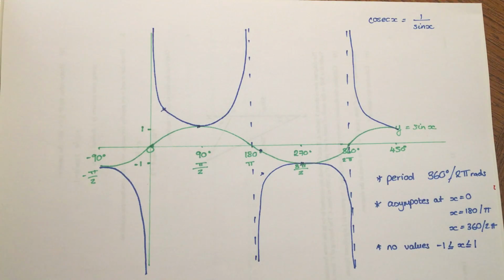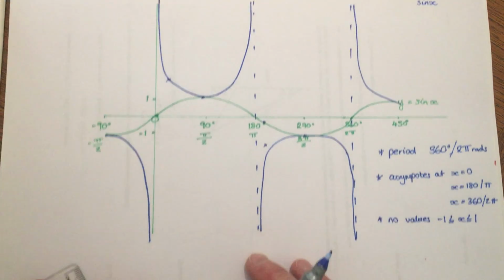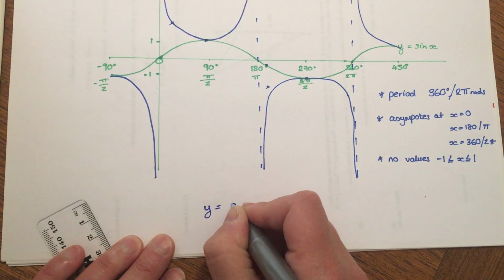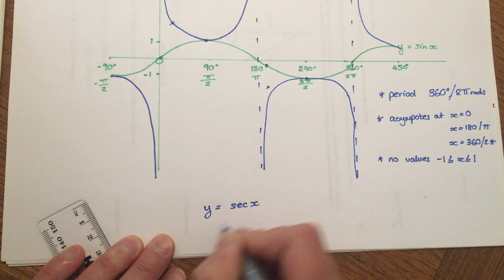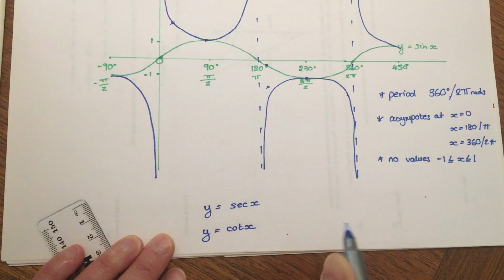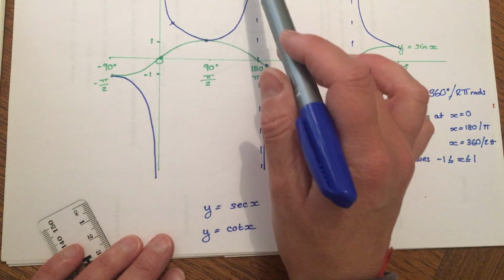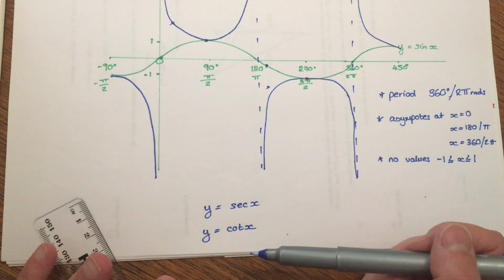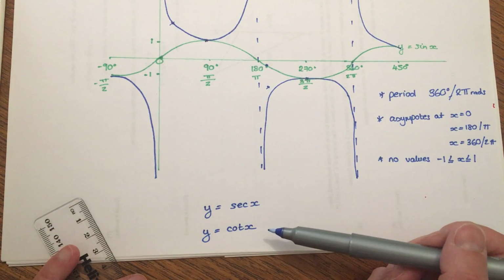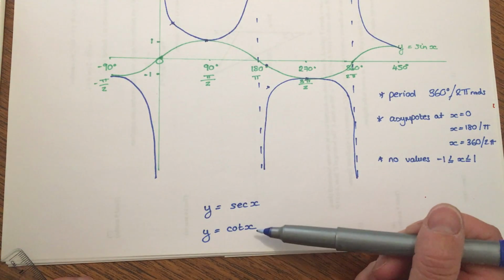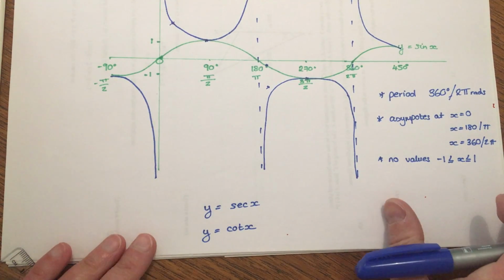I would like you to try and do exactly the same now for y equals sec x and for y equals cot x. So draw your cos graph and draw your tan graph, and then think about what happens when you take the reciprocal of each of those values to try and find your shape of the graph of y equals sec x and y equals cot x.